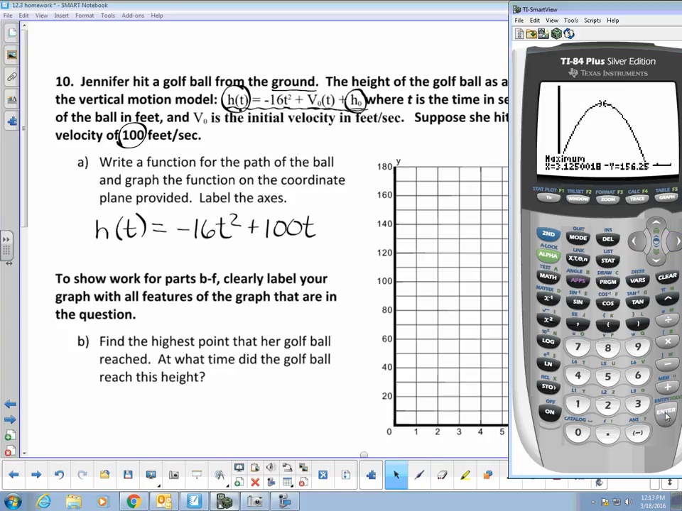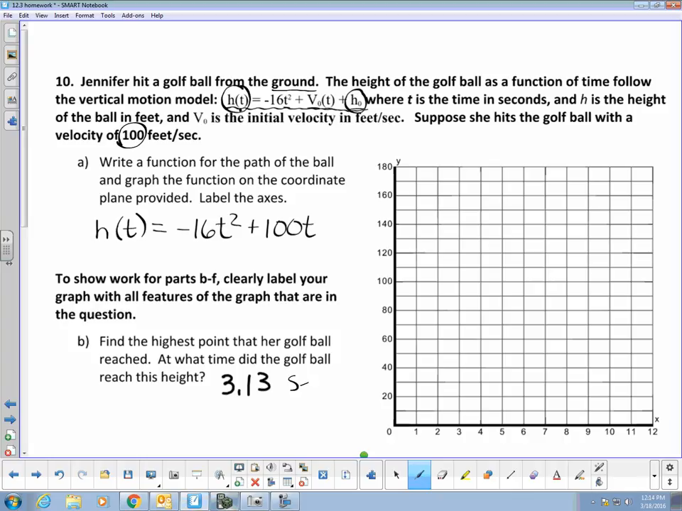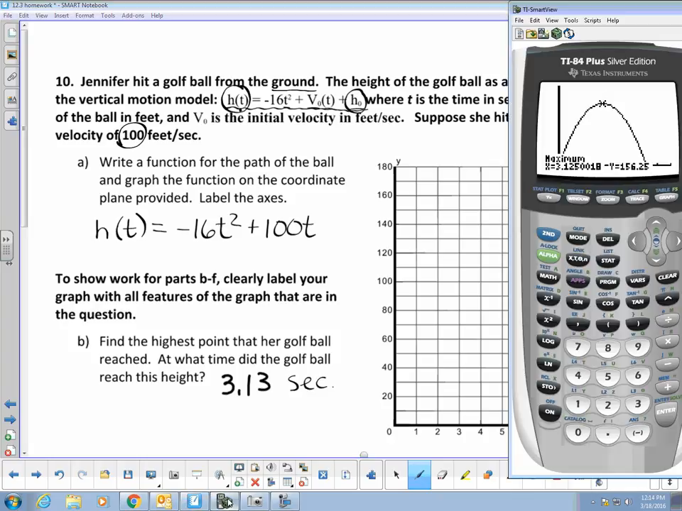If you don't have a graphing calculator, you can go on to desmos.com, and there is a graphing calculator that you can use, which I think I actually prefer. But at any rate, we notice here that we have a maximum at 3.13 seconds. So it says at what time did the golf ball reach this height? That would be at 3.13 seconds. And what was that maximum height? My y value is 156.25.